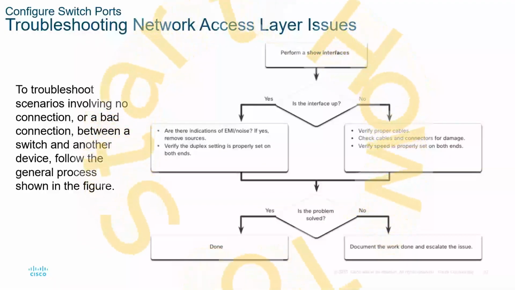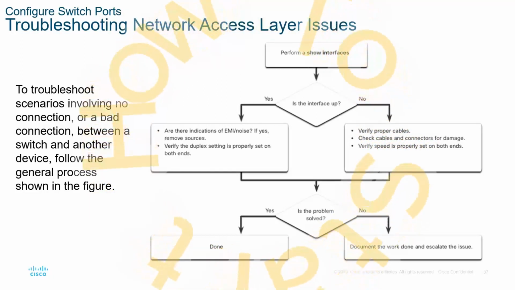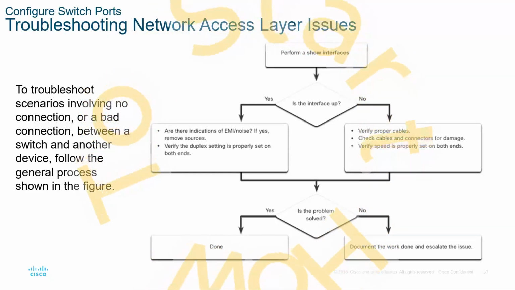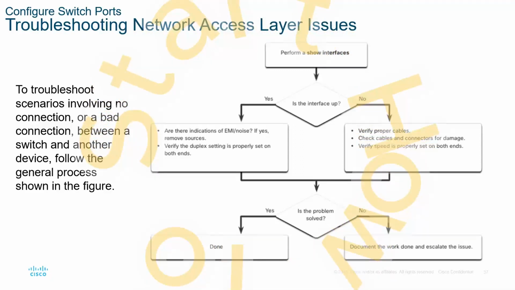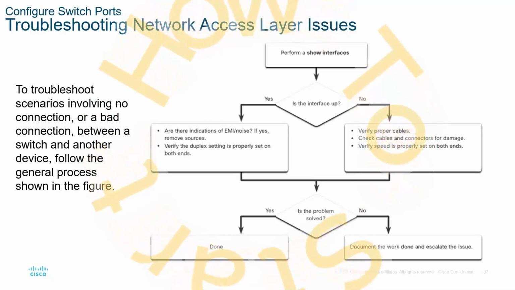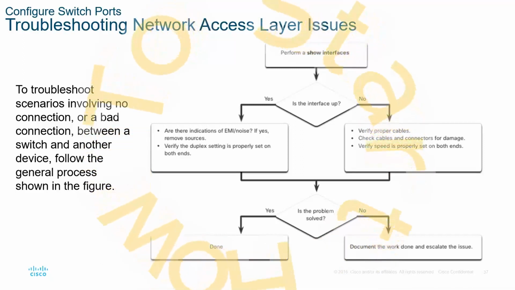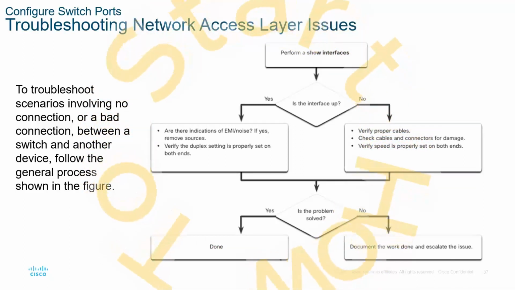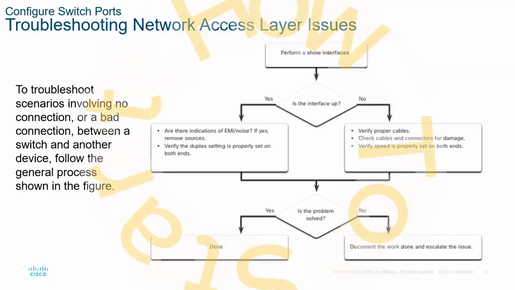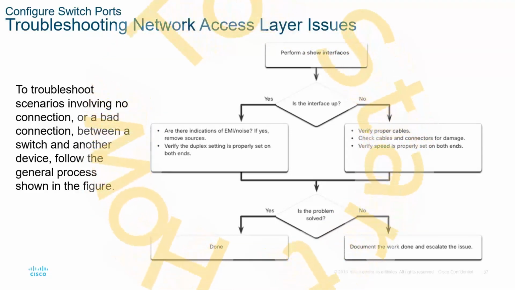If we are looking at how to troubleshoot layer 2, the network access layer: can you see the interface? Is the interface up or down? If the interface is up, then is there an issue with the layer 1 media? Issue with the duplex? Issue with the speed? If the interface is not up, we check the cable, we check the connectors, we check the speed on both sides of the cable. And then we ask if that fixed the issue. If yes, great. If no, then we escalate the issue.